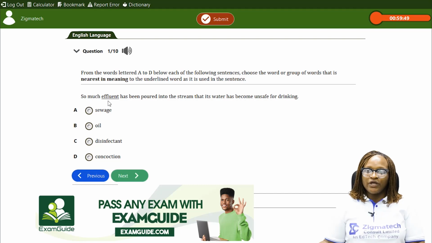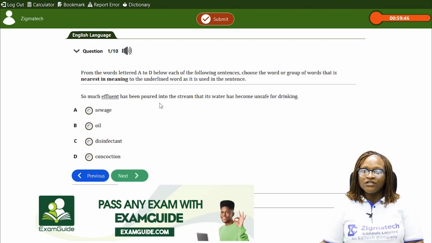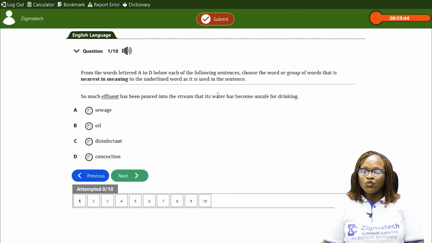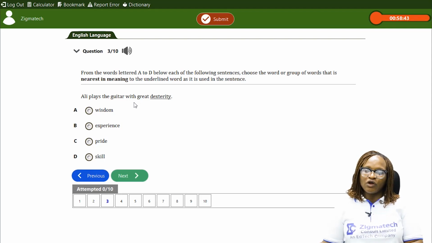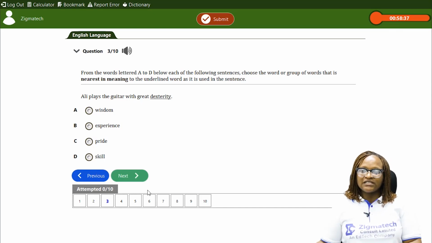So much effluent has been poured into the stream that its water has become unsafe for drinking. So what is effluent? It said so much effluent has been poured into the stream that the water has become unsafe for drinking. So effluent will go for what? Sewage. Next: Ali plays the guitar with great dexterity. What's the word dexterity? When you talk about playing something, that means skill is added to it. So that's the answer, skill.